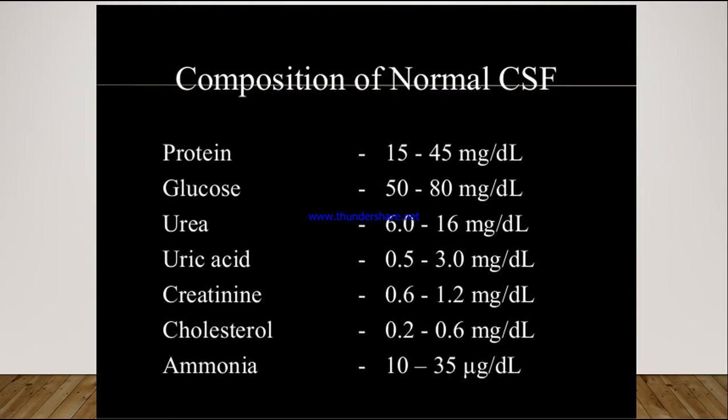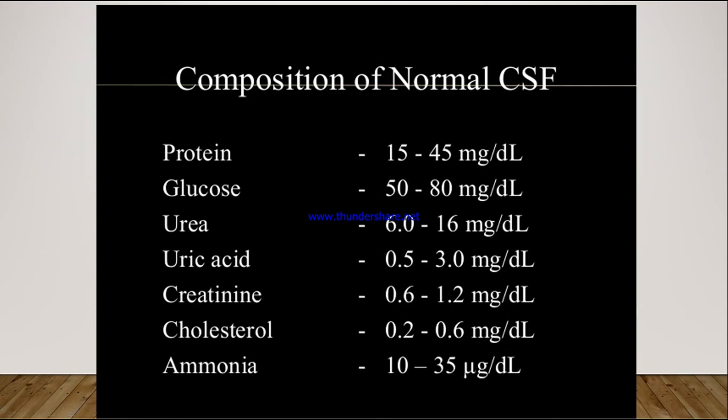Now the composition of normal CSF. A normal human being will have the following values. Protein: the normal range is 15 to 45 mg per dl. Glucose 50 to 80 mg per dl. Urea 6.0 to 16 mg per dl. Uric acid 0.5 to 3.0 mg per dl. Creatinine 0.6 to 1.2. Cholesterol 0.2 to 0.6. Ammonia 10 to 35 microgram per dl. So these are the composition of a normal CSF of a normal human being.